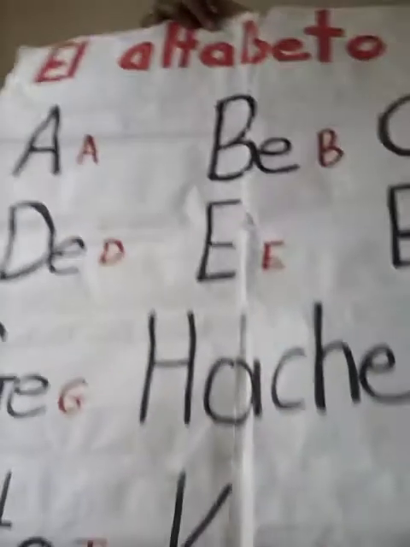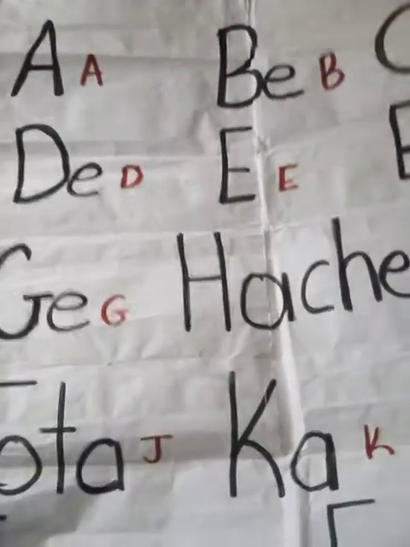Now that song is used to help you to remember how to say the vowels in Spanish. So we would say A, E, I, O, U. Now apart from that, we did the letters of the alphabet and we stopped at letter J. So let's see if we can say the letters of the alphabet, and we're going to stop at J.